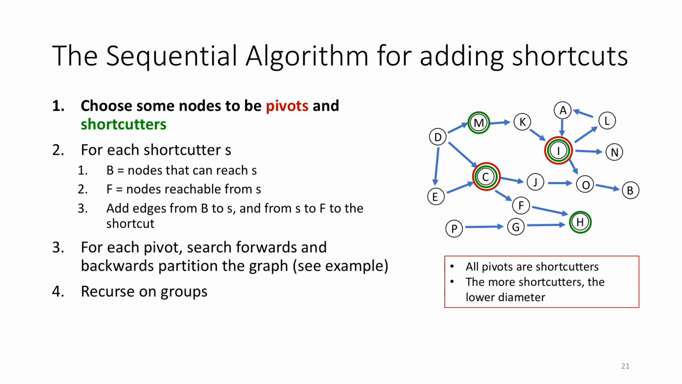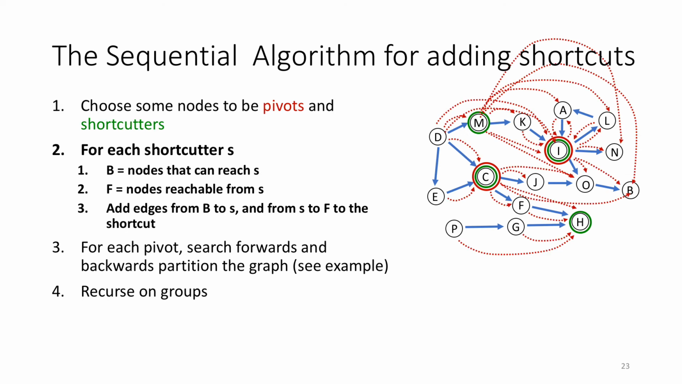Here is the sequential algorithm for adding shortcuts. Given a graph, we will first choose some nodes to be pivots and shortcutters. In the example graph, the nodes with red circles, C and I, are pivots, and the nodes with green circles, C, M, I, H, are shortcutters. Notice that all pivots are shortcutters, and I haven't talked about how to choose pivots and shortcutters. But if we choose more shortcutters, then the final diameter we get will become smaller, and the running time of the algorithm will be larger. Previous papers also have the concept of pivots, but they don't use shortcutters.